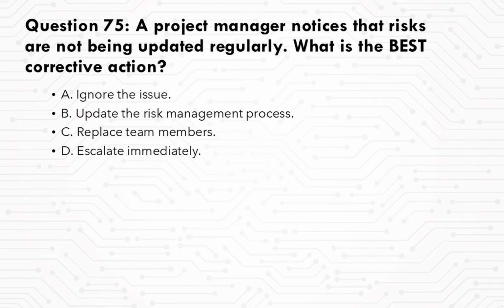Question 75. A project manager notices that risks are not being updated regularly. What is the best corrective action? A. Ignore the issue. B. Update the risk management process. C. Replace team members. D. Escalate immediately. Answer: B. Fix the process to ensure continuous risk tracking.